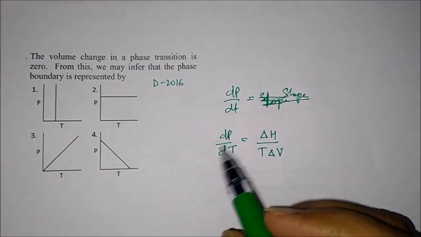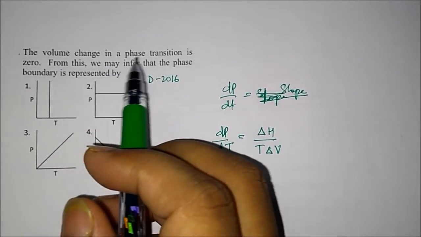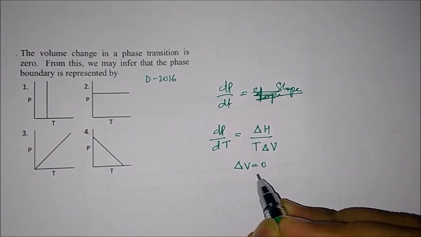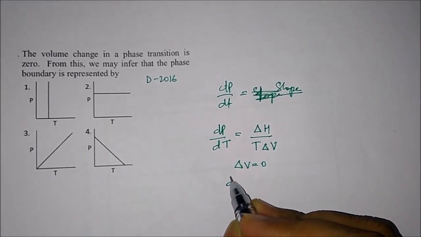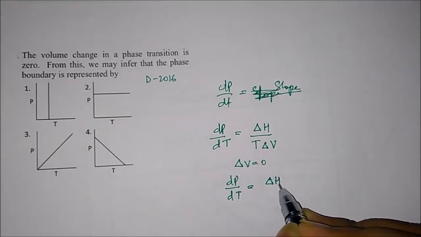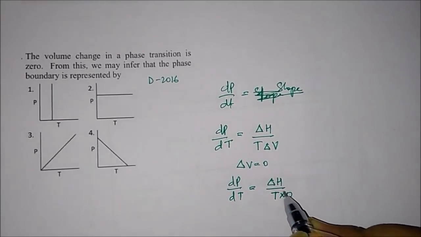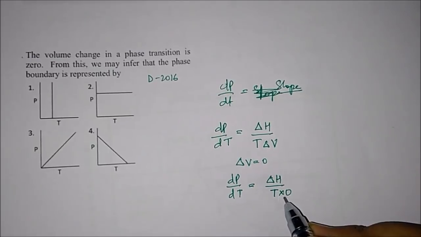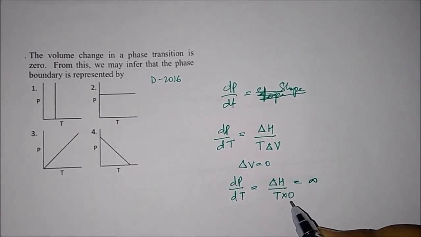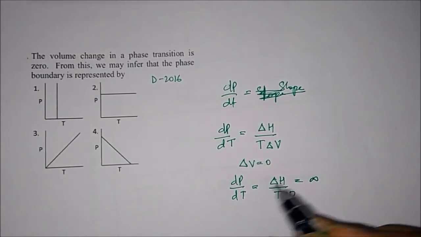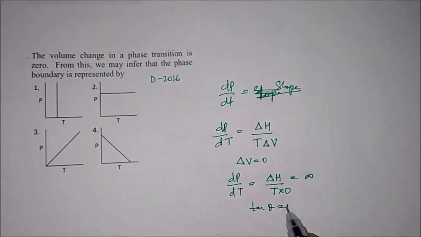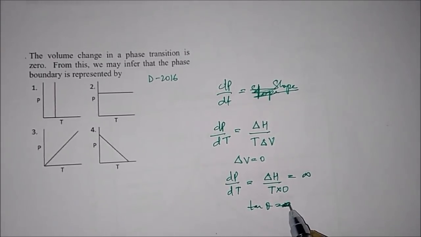So see what it says. It says that the volume change in the phase transition is 0. That means it is already given that delta V is 0. So if delta V is 0, what will happen? dP by dT will become delta H upon T into 0. Now since the denominator is 0, this term becomes infinite. That means the slope becomes infinite, or you can say that tan theta becomes infinite.